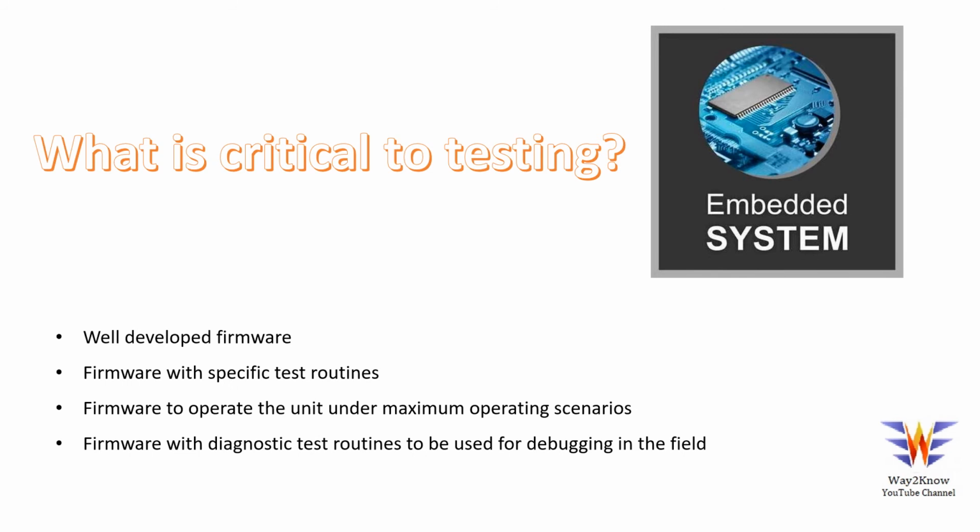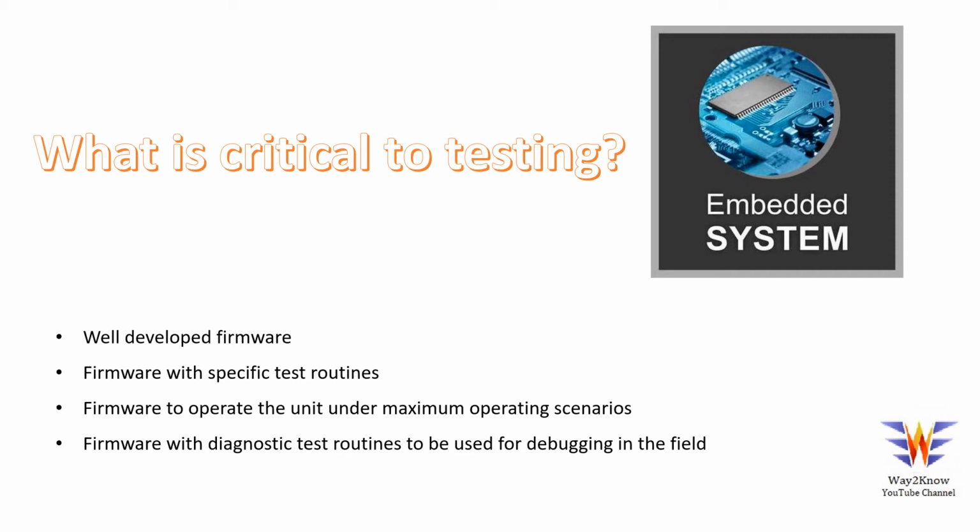And then, what is actually critical to testing? Now we talked about 100% testability, how we can achieve 100% testability, and how many samples need to be tested in each phase. But what actually contributes to 100% testability, and what are all the critical factors? The major point is that we should have a well-developed firmware.